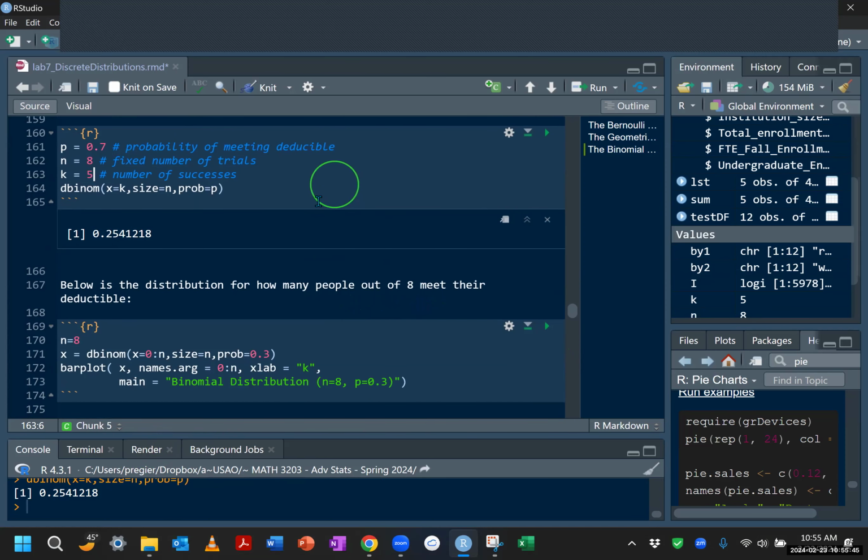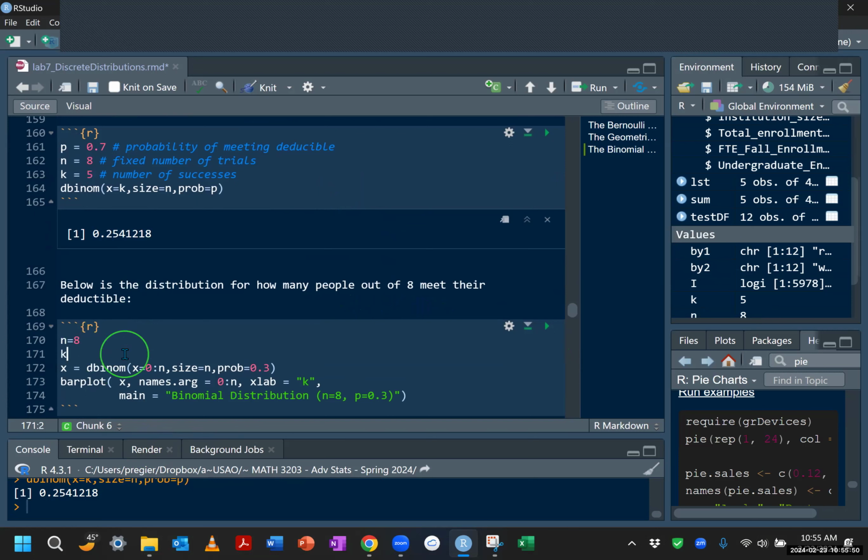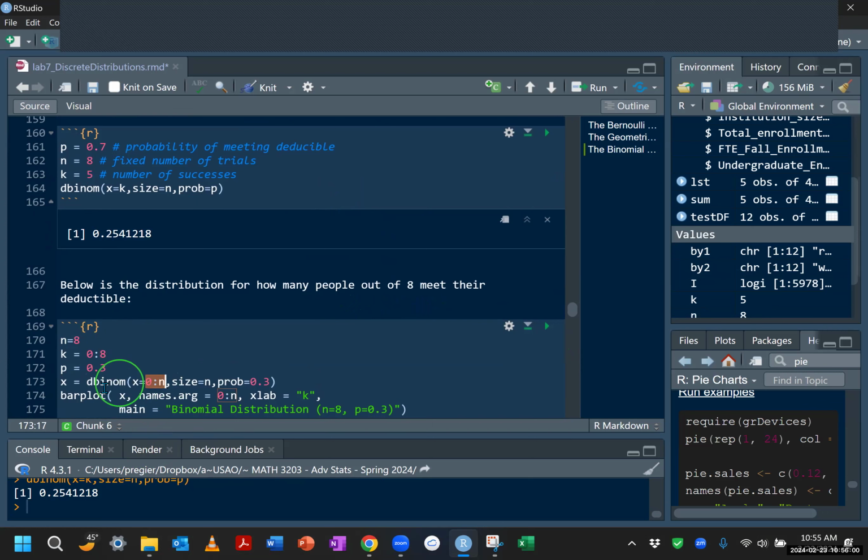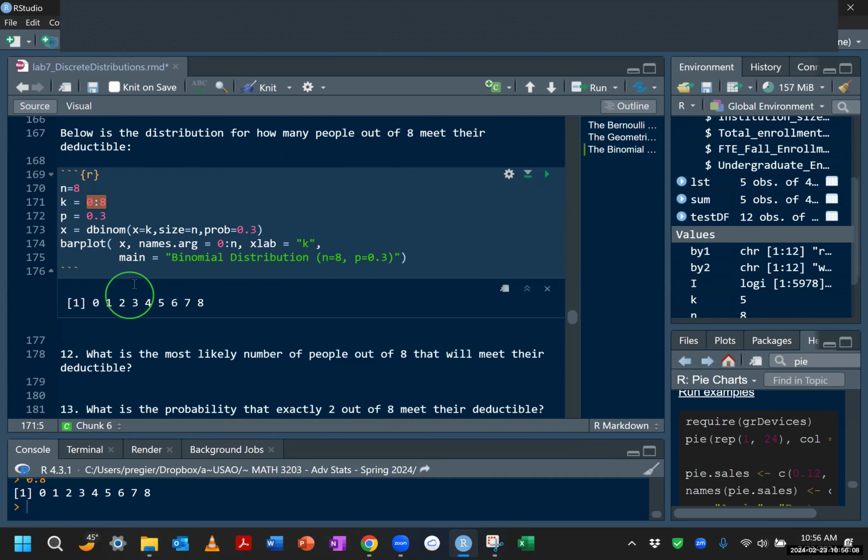So here's a cool thing we can look at. I'm going to actually type it like this. K is 0:8, and I'll make P 0.3. So I'm saying I'm going to make X an array over K, which is 0 up to 8. N is the size, probability is P. This is a nice format for how we could do a bar plot.